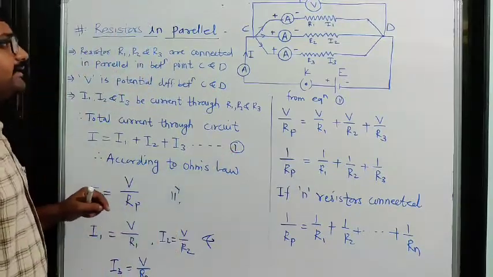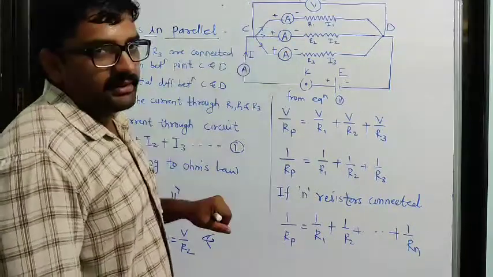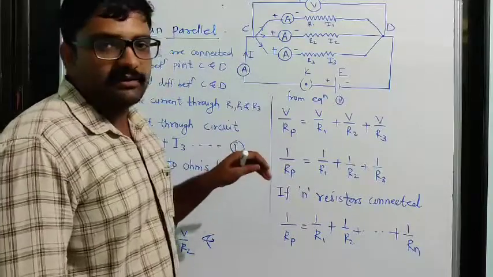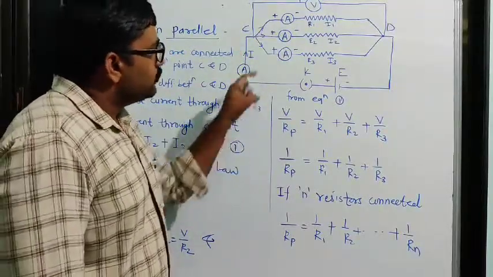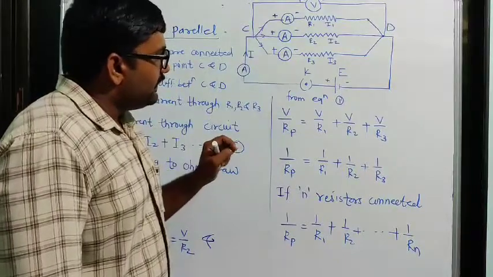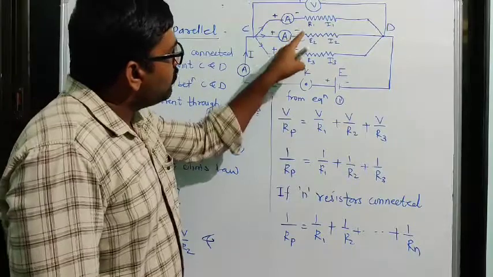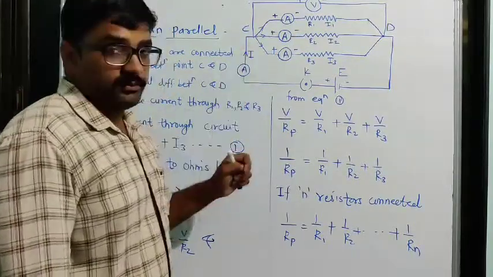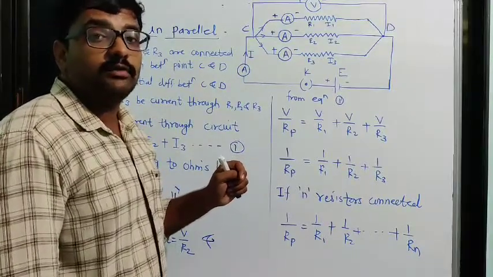Look at here, simple. Such connections of resistors are called parallel. They are looking like parallel lines simply, so this is a parallel connection. These three resistors, R1, R2 and R3, are connected here in a parallel way. We know in a parallel connection the current through each resistor is not the same.